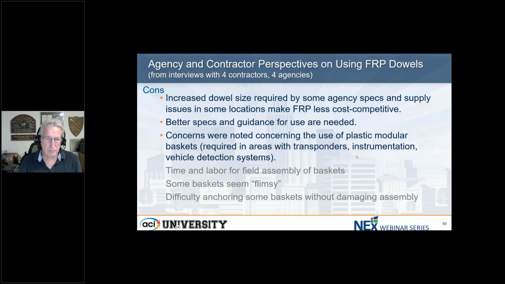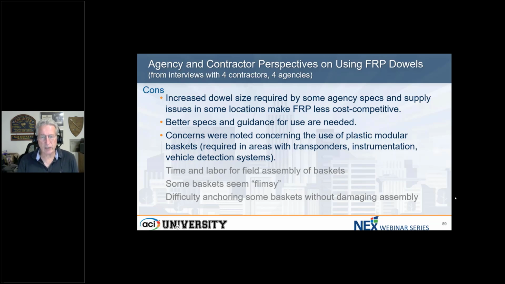There were some concerns noted with the use of plastic modular baskets when you need to use those. One was the time and labor required in the field for assembling the baskets. One contractor noted that the baskets seemed flimsy. Didn't say they had a problem necessarily, but they questioned whether they were structurally adequate. And I would say that is an issue. We don't have any design standards for baskets, whether they're steel or FRP or anything else. We don't know what the design criteria are, deflection or loads or what else. That's a question. What do we do with baskets?